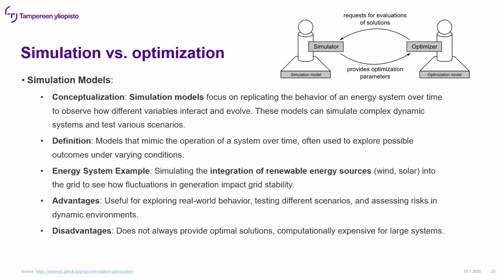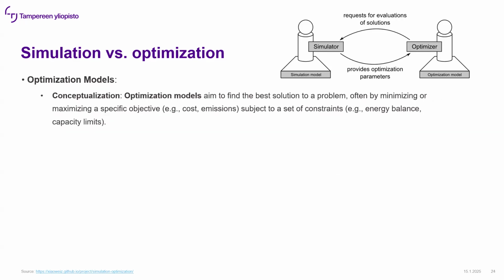Disadvantage: it does not always provide optimal solutions. If you have a really complex system, you have to have a complex optimizer to accompany it. You can find suboptimal solutions. You can find these local minimums with the optimizer if it's not sophisticated enough.